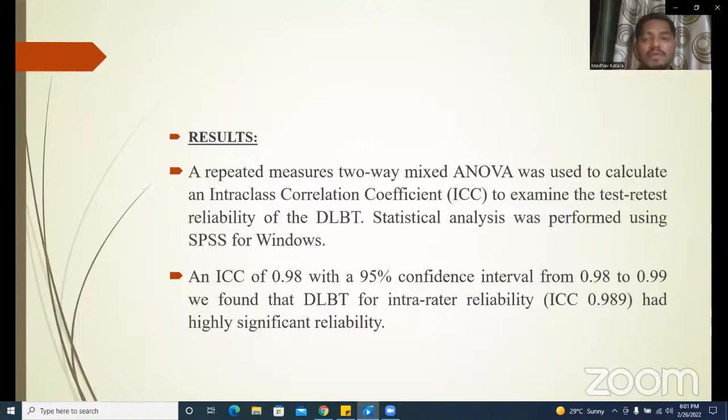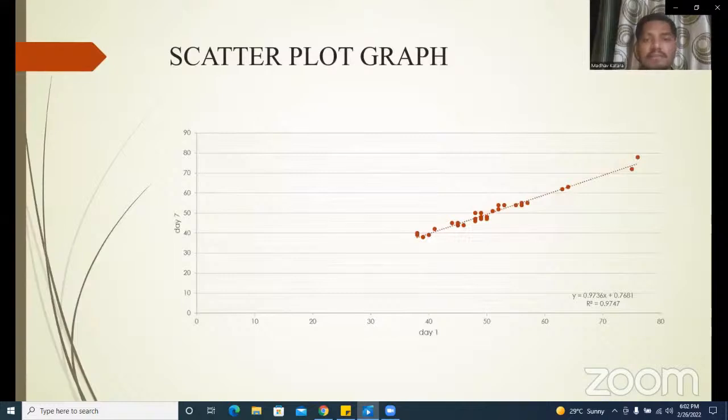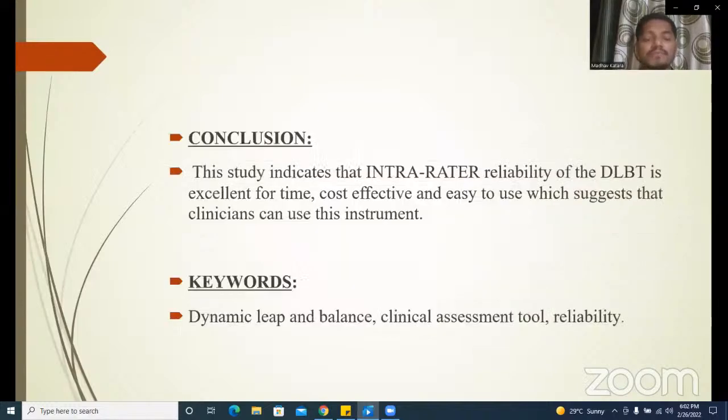A repeated measures mixed ANOVA was used to calculate the intraclass correlation coefficient to examine the test reliability of the dynamic leap and balance test. Statistical analysis was performed using SPSS for Windows. The ICC was 0.98 with a 95% confidence interval from 0.98 to 0.99. We found the DLBT interrater reliability ICC value is 0.98, indicating highly significant reliability. This is the scatter plot diagram comparing the time taken to complete the DLBT on Day 1 and Day 7.